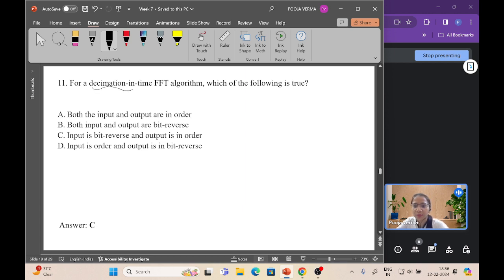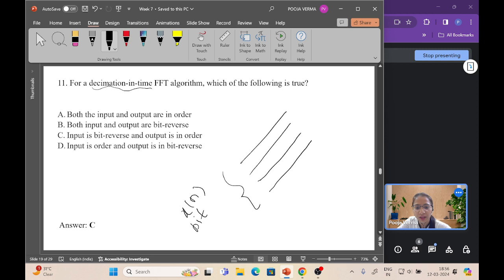So it is decimation in time. In decimation in time, we have seen that the input sequence is given in bit reversed order, right? x of n is bit reversed, but the output is in sequence. Output is given in sequence. There are 4 rows, so it is a 4-point here, just for understanding I am making this. So in decimation in time, the input is bit reverse and the output is in order. So option C is the correct option: input is bit reverse and output is in order, right?